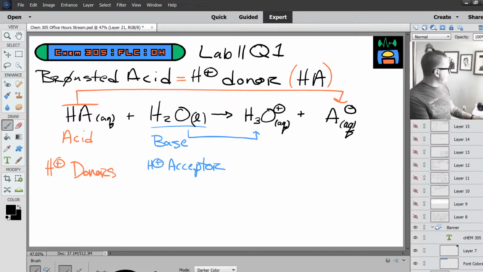Lab 11, question 7. Let me take a look. They really were into spit when they wrote this lab.